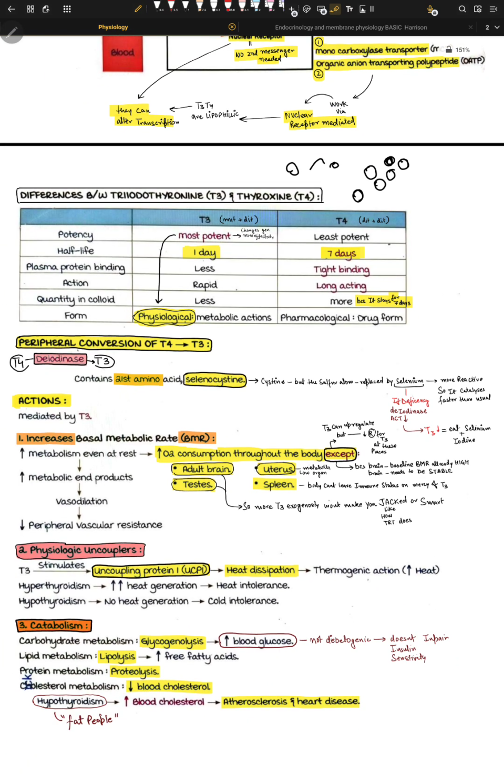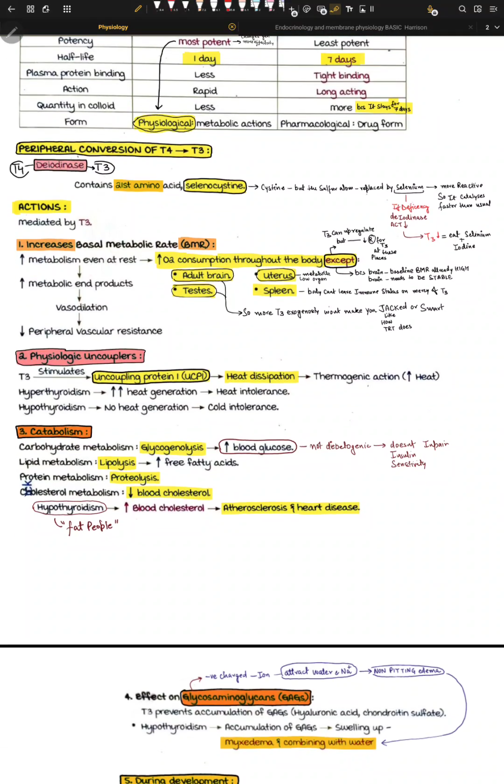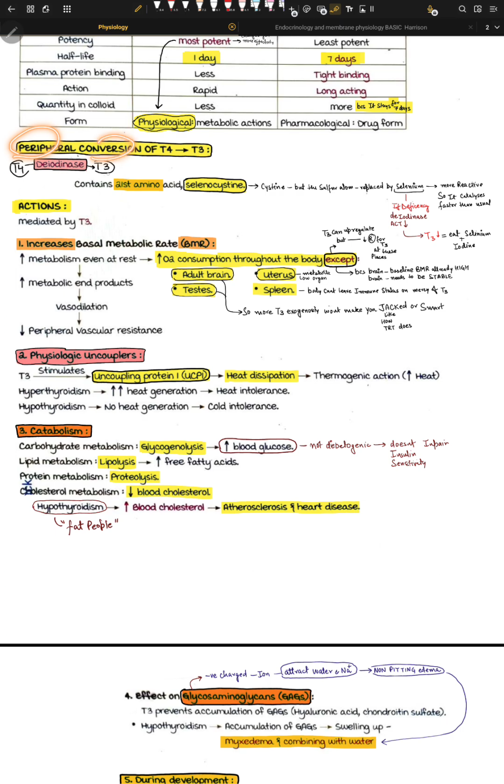What else? The reference. So I hope you understand. T3 is more reactive. T3 is more potent. That's why T3 is less in quantity and T4 is more in quantity. Okay. Peripheral conversion, not conversation. Peripheral conversion of T3 into T4.